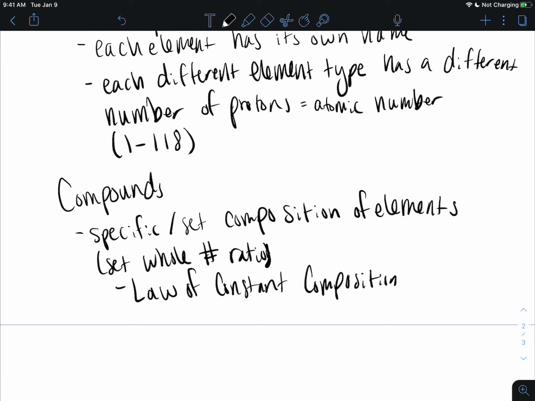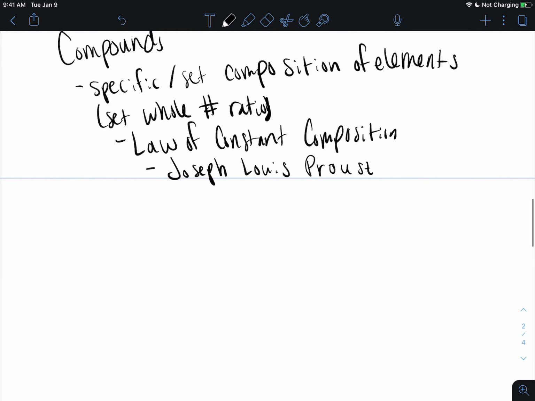So our scientific law was first stated by French chemist Joseph Louis Proust. He's the first one to come up with the idea that to be a compound, it has to have a set composition of those elements. And when we compare our compound to the elements that make it up, their properties are going to be very different.